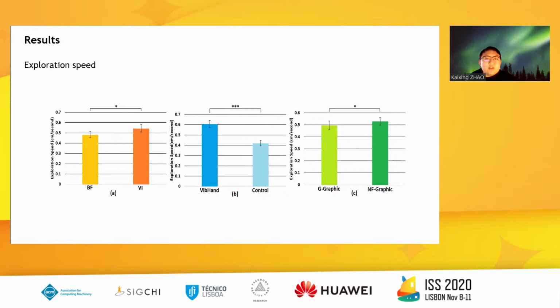Finally, we compared the exploration speeds. The exploration speed is the average speed measured for each condition. The figure shows that it's significantly higher for people with visual impairments, but it's also higher with the right hand.